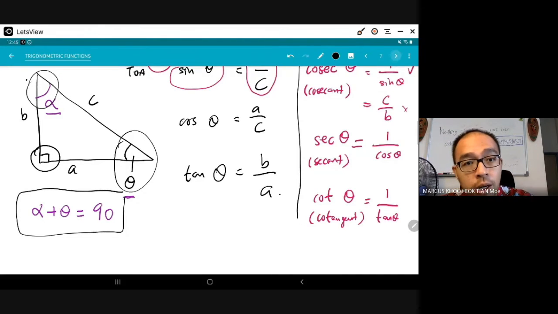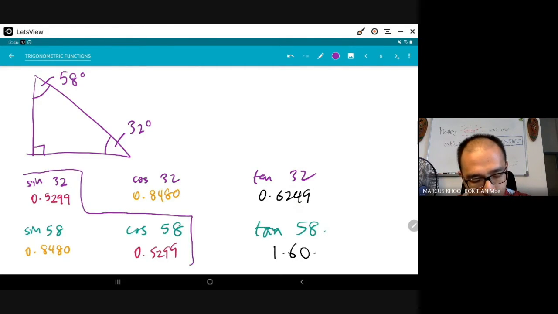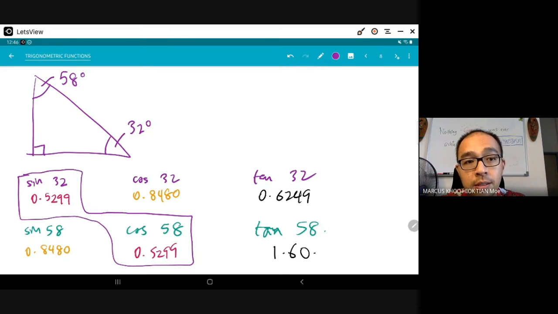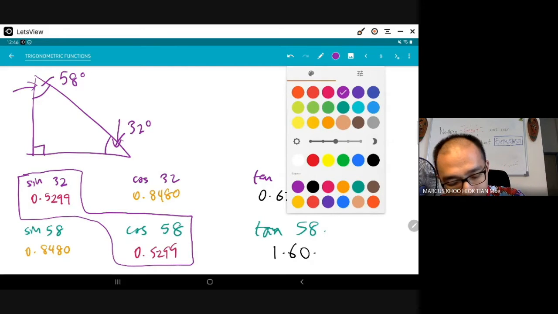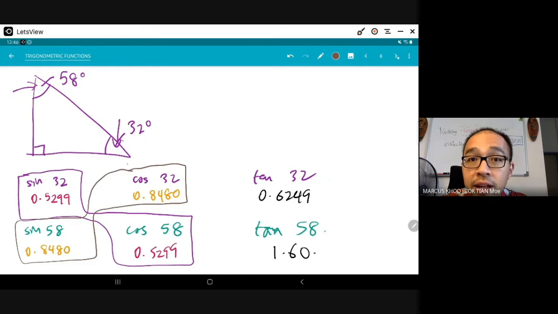But we take a look at the ratios. We find that for two different angles in the same triangle, the sine and the cos give you the same value. Sine 32 for this angle is the same as cos 58 for this angle. At the same time, we also see that cos 32 and sine 58 are the same value. It's a very interesting fact. Tangent got nothing to do with this lah. But I want to show you the sine cos relationship is very important.